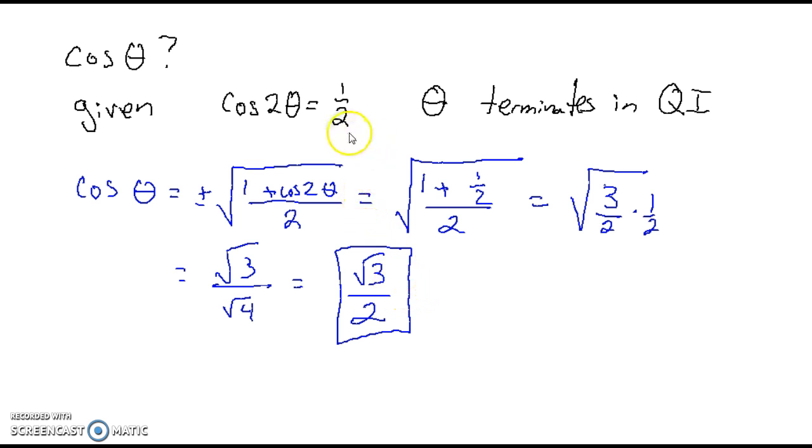And if you think about it, the double angle of cosine, when it's 1/2, that actual answer is on our unit circle. That's at 60 degrees. What's half of 60? 30 degrees. And there's your x-coordinate for 30 degrees.